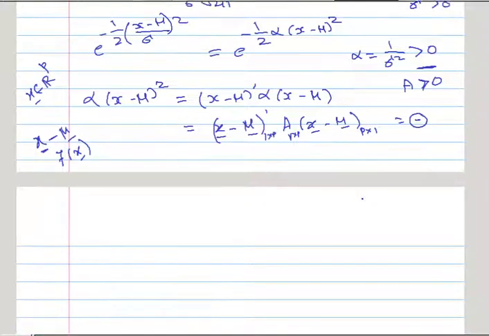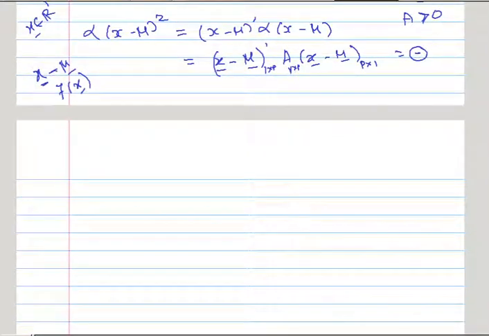So this alpha into (x minus mu) whole square, in multi-dimension, in p dimensions, we are now treating it to be (x bar minus mu bar) prime into A into (x bar minus mu bar), where A is a positive definite matrix.